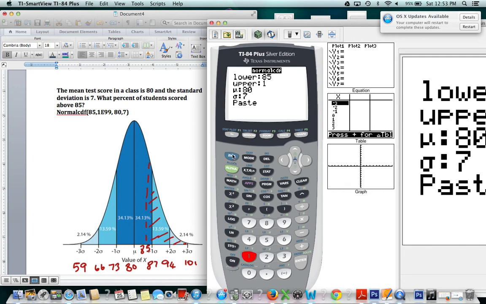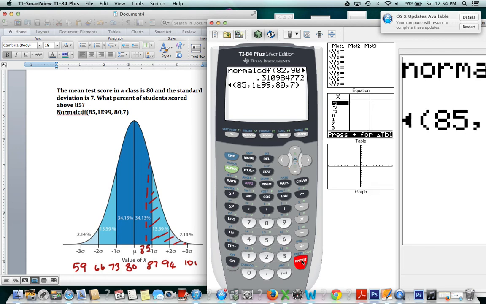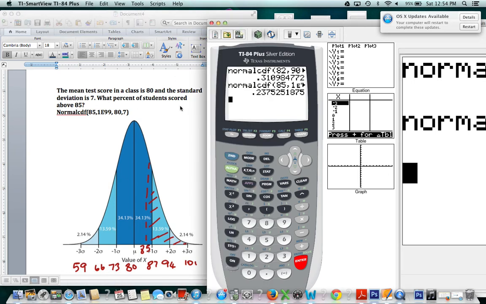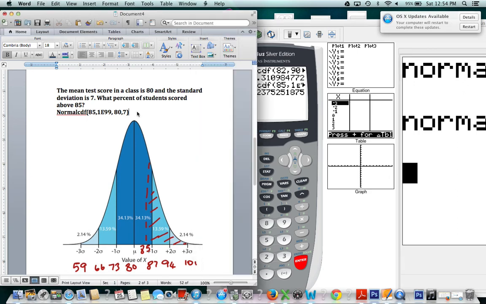To get to E, I go to second. The comma has E on top here. So E, 99. So that's my upper bound, a really large number. My mean is still 80. My standard deviation is still 7. And I can now press paste and enter once again. And my estimation was a little bit too low, but I got that the proportion of students that scored above 85 was 0.238.